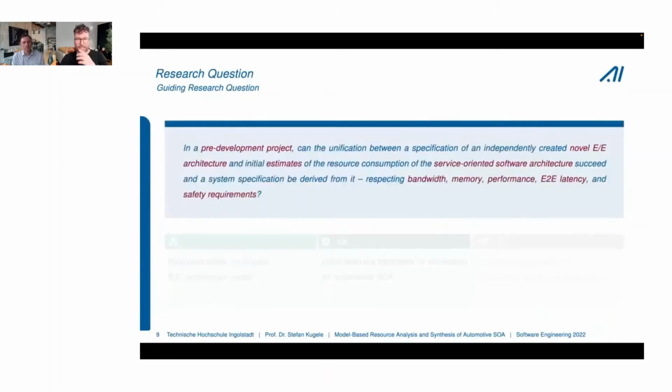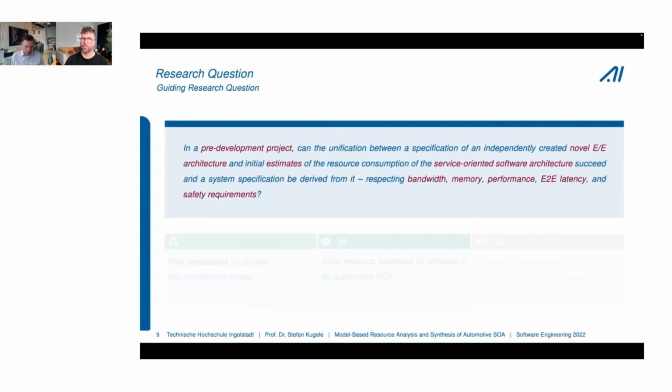Now comes the interesting question which we asked ourselves in this pre-development project: if we have a newly designed architectural model from a hardware point of view, and if we have a service architecture where we have rough estimates of how much bandwidth, how much computing power, how much memory a service will need, is it possible to find a deployment and to find an architecture synthesis which can then, in the next step, be transferred to the regular software development process?